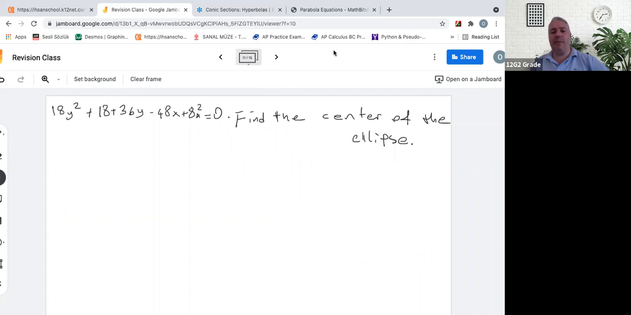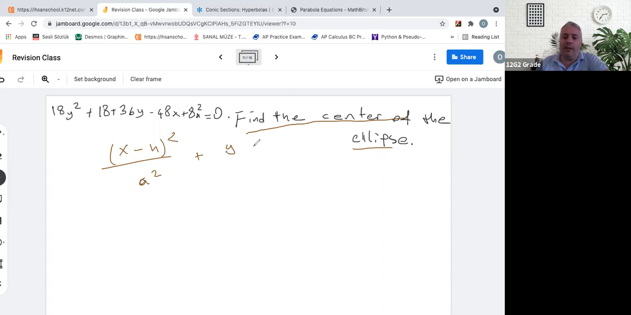What is the question? Find the center of the ellipse. So how can I find it? Remember, what was the ellipse? (x minus h) squared divided by a squared plus (y minus k) squared divided by b squared is equal to 1.